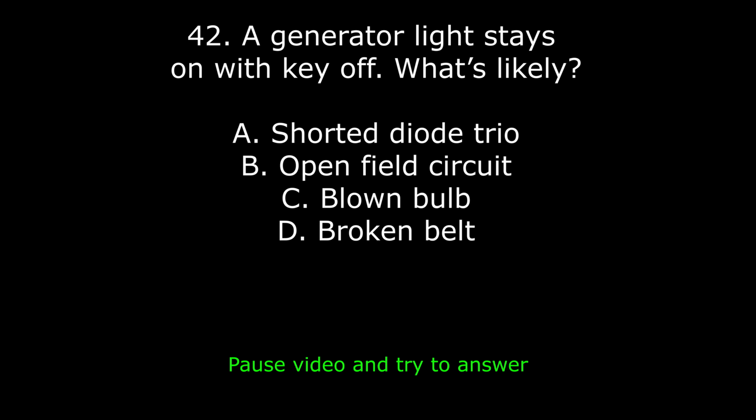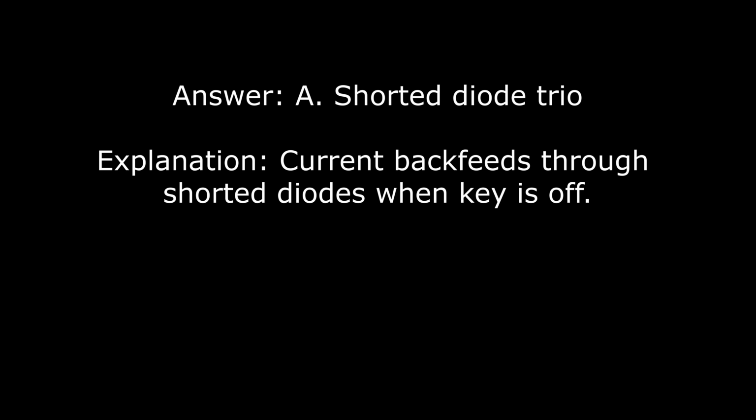42. A generator light stays on with key off. What's likely? A. Shorted diode trio, B. Open field circuit, C. Blown bulb, D. Broken belt. Answer: A. Shorted diode trio. Explanation: current backfeeds through shorted diodes when key is off.